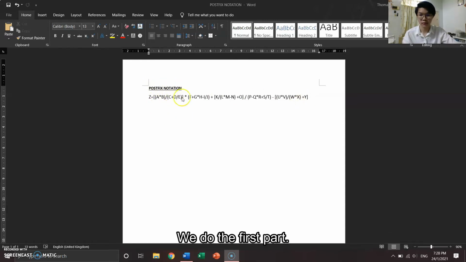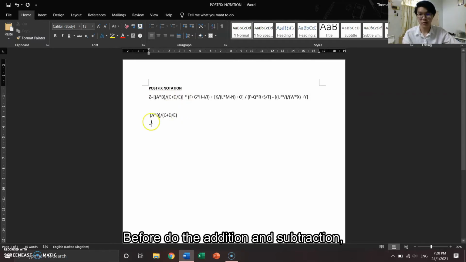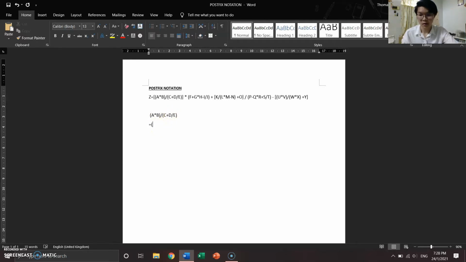Okay, we do the first part. Before doing the addition and subtraction, we must do the multiply and divide first. So multiply moves to behind, and do the bracket behind. C plus, divide moves to behind.